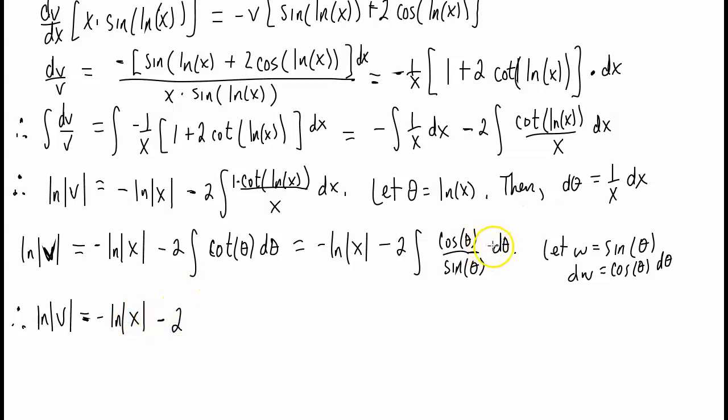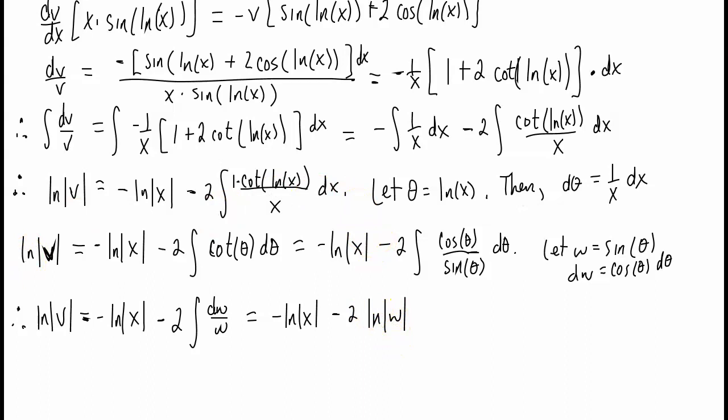So, continuing on here, we have natural log absolute value of v equals minus natural log absolute value of x minus 2 times, and of course here we will go ahead and let this be dw over w, just working again on the right side here. And since now we're done with all of our integration for all terms, I'm going to go ahead and add another constant on there.